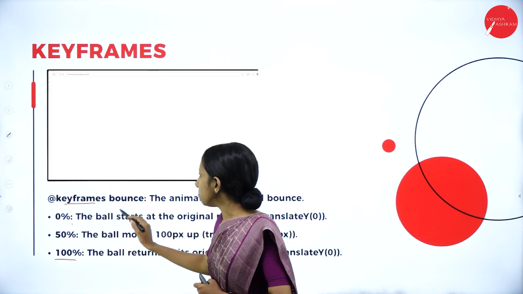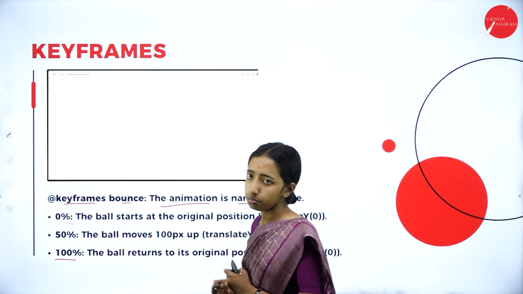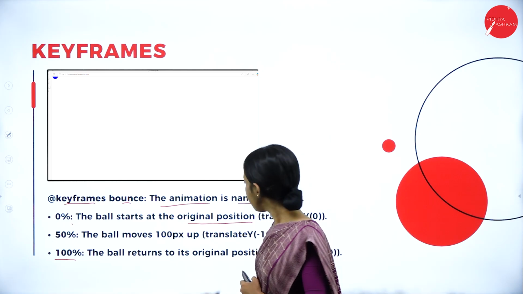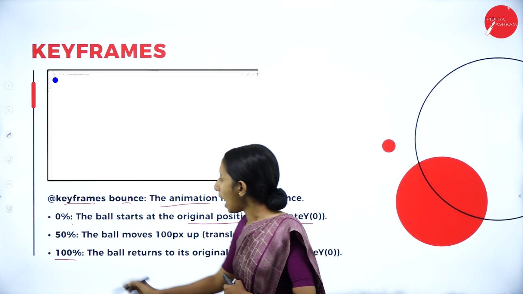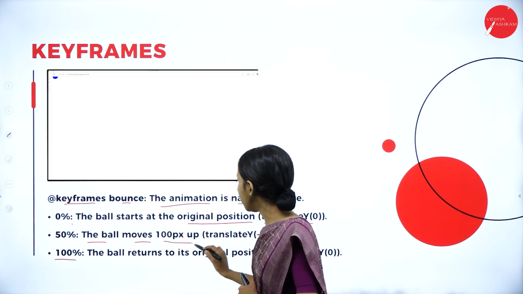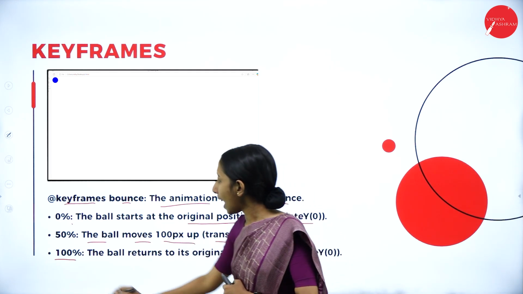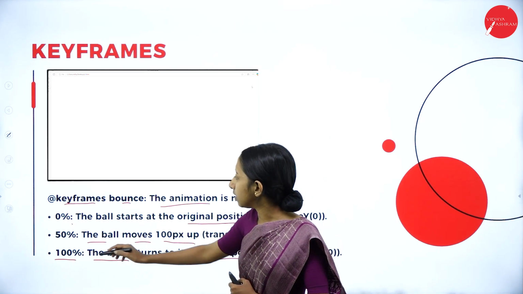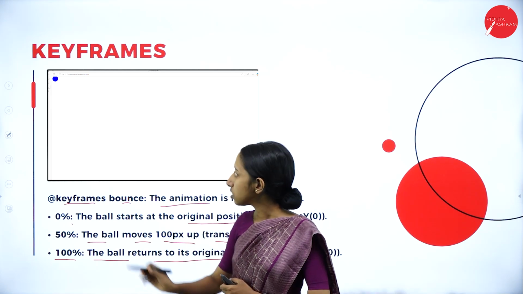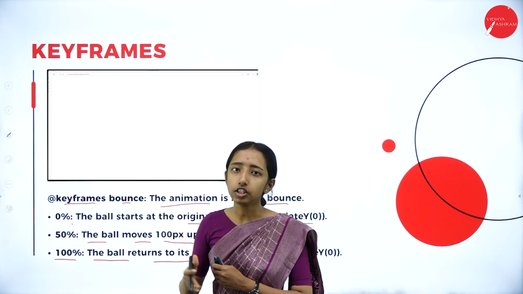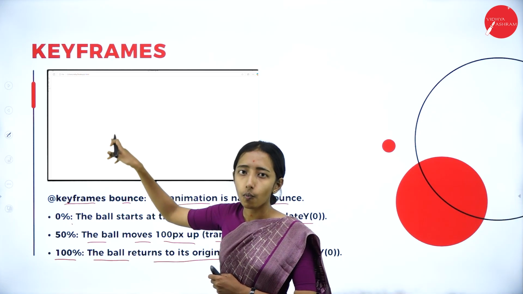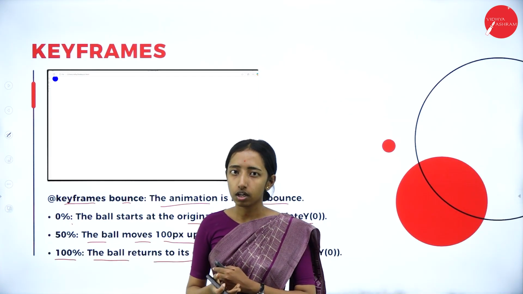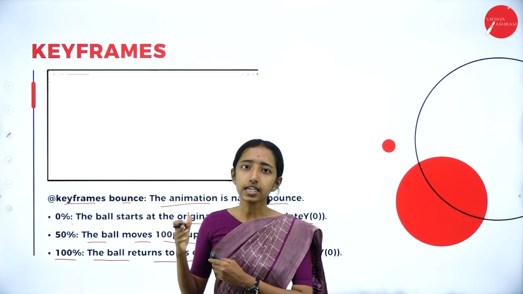So the keyframes bounce is the main animation, named bounce. At 0% the ball starts at the original position, translateY 0, at 50% the ball moves 100 px, that is translateY, and at 100% the ball returns to its original position. So these are the 0, 50 and 100%. Here you can see the ball is bouncing along the y-axis, upward. In this way we can have the bouncing of the ball. So now we have seen the keyframes.